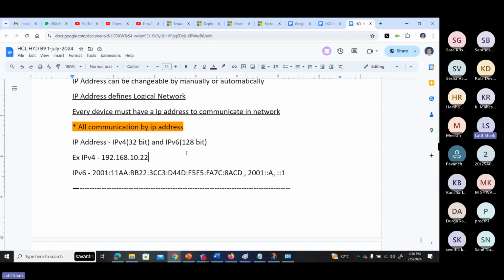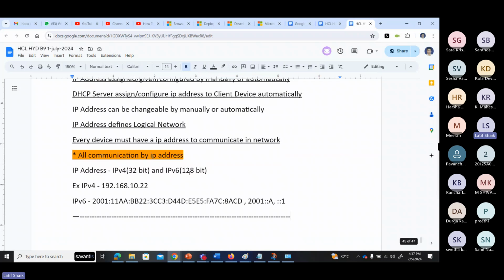IP addresses, we have two versions: IPv4, 32-bit, and IPv6, 128-bit. IPv4 looks like this. It is a 32-bit binary, but actually we get it in decimal format, in four octets, four parts. We write this 32-bit in decimal format. IPv6 is in hexadecimal format. It looks like this. This is one kind of IPv6. This is another IPv6. This is another IPv6. Just understand the main points of IP address.